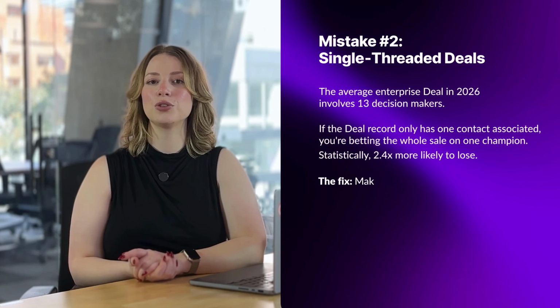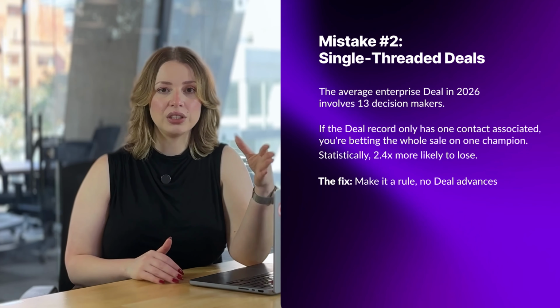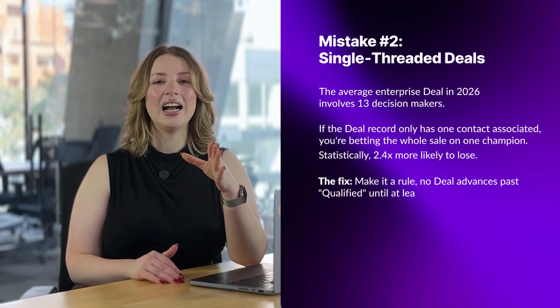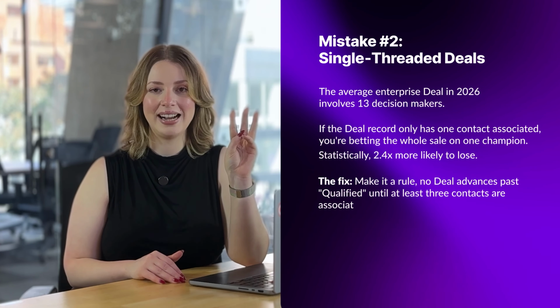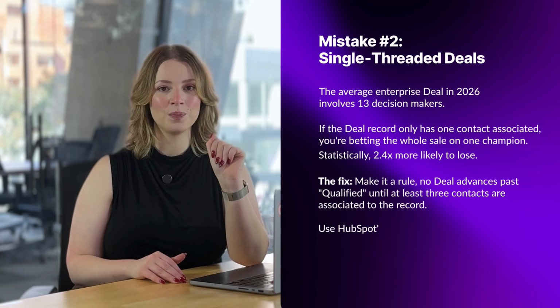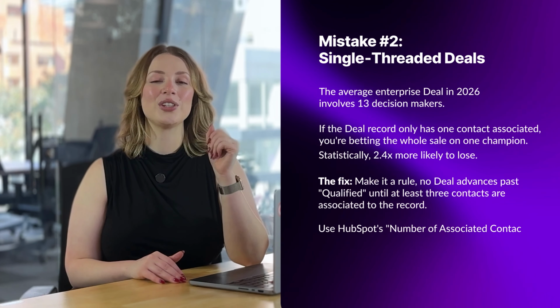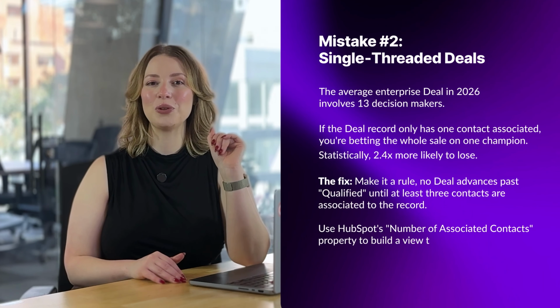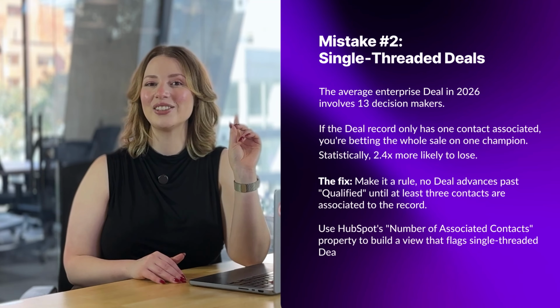The fix here is to make it a rule. No deal advances past qualified until at least 3 contacts are associated to that record. Use HubSpot's number of associated contacts property to build a view that flags single-threaded deals every Monday.